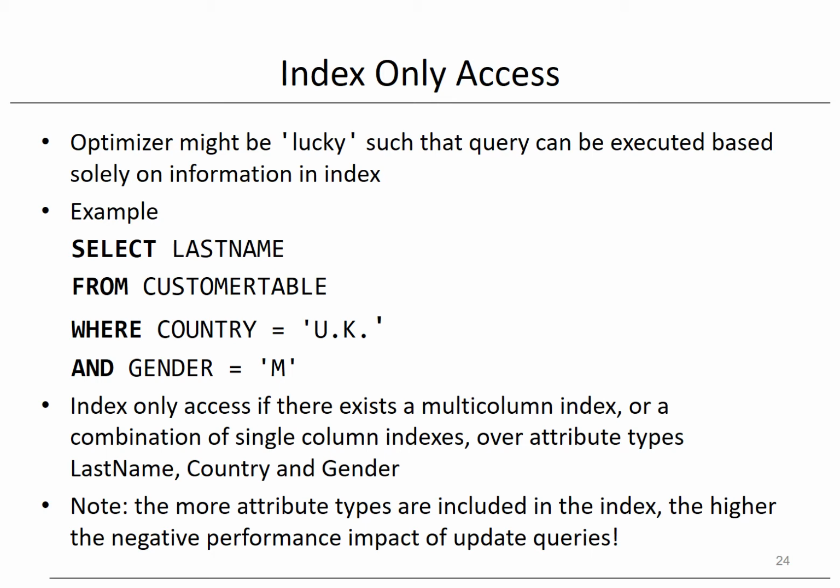Index-only access is thus an additional reason for creating multi-column indexes. Of course, the more attribute types are included in the index, the higher the negative performance impact is on update queries, since the index entries need to be updated as well. Note that, because the data rows are not retrieved anyway, a primary or clustered index does not yield better performance than a secondary index for index-only access.